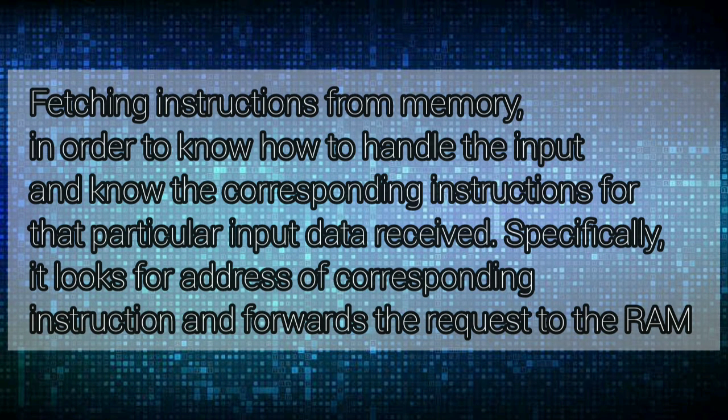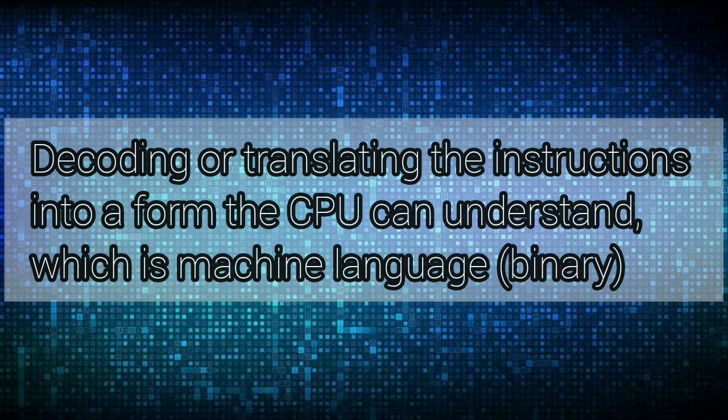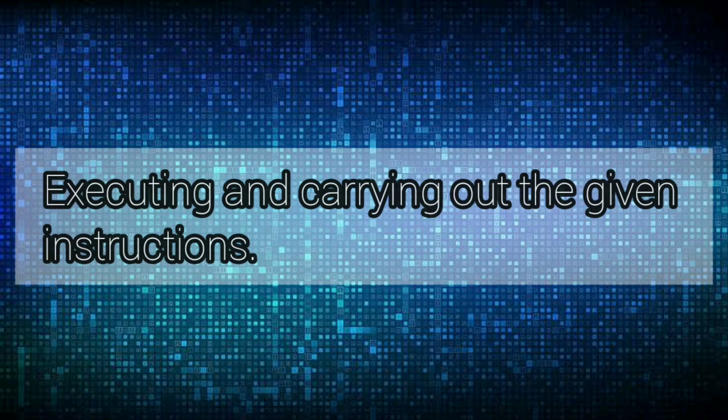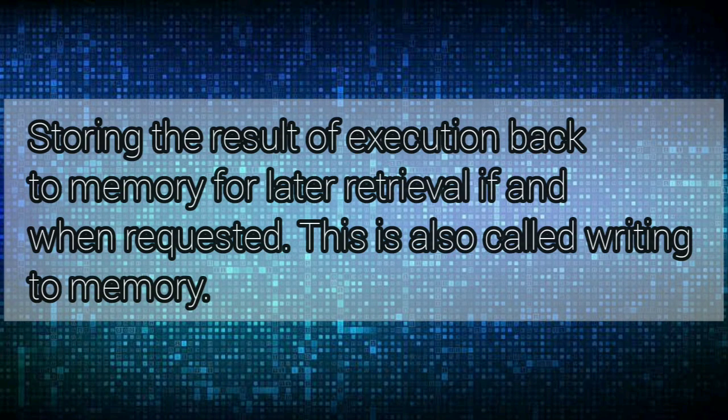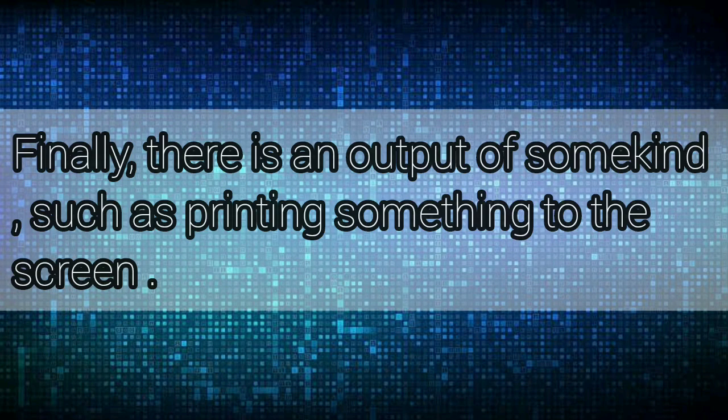Fetching instructions from memory in order to know how to handle the input and know there are corresponding instructions for that particular input data received. Specifically, it looks for the address of the corresponding instruction and forwards the request to the RAM. Decoding, or translating the instructions into a form the CPU can understand, which is machine language. Executing and carrying out the given instruction, and storing the result of execution back to the memory for later retrieval and when requested. It's also called writing to memory. Finally, there is an output of some kind, such as printing something to the screen.